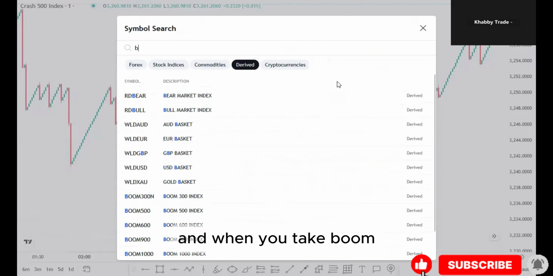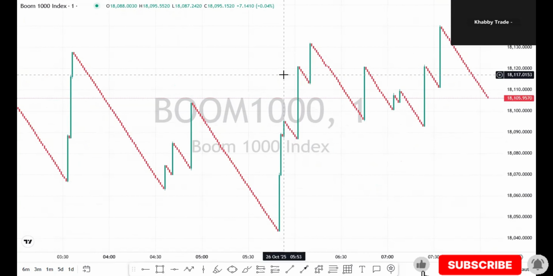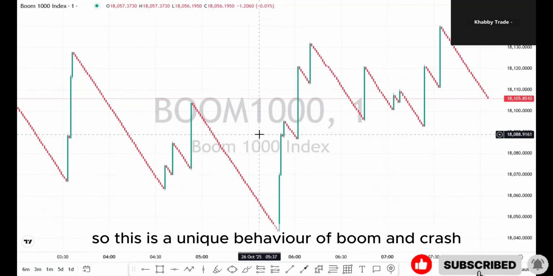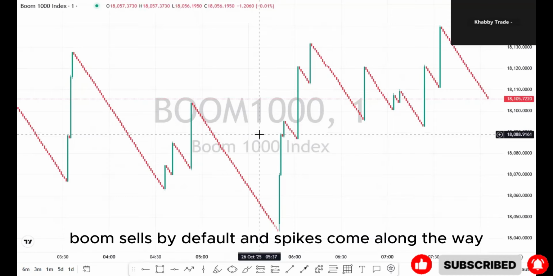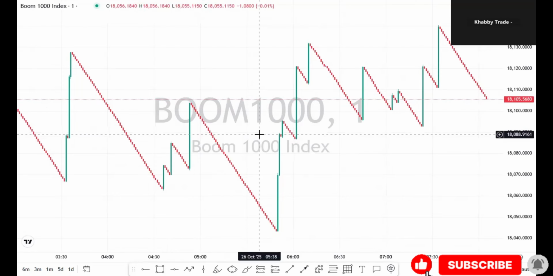So this is a unique behavior of Crash. And when you take Boom, it sells by default, and there will be sudden spikes going up. So this is a unique behavior of Boom and Crash. Boom sells by default and spikes come along the way, and Crash buys by default and spikes come along the way.